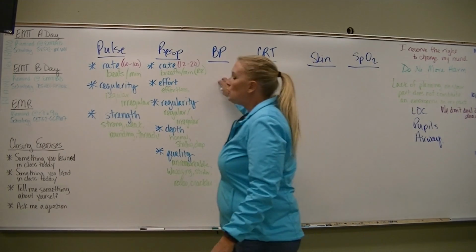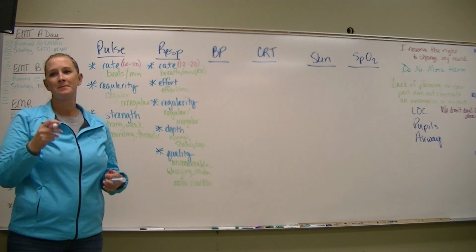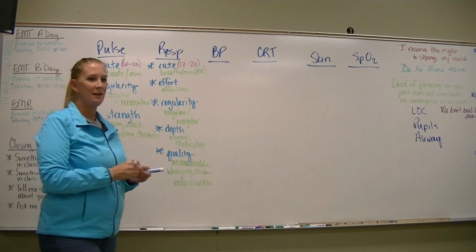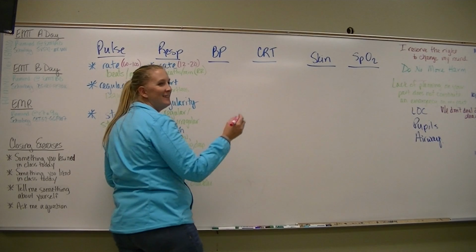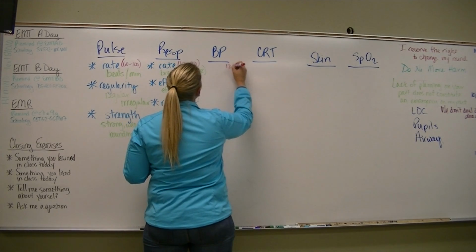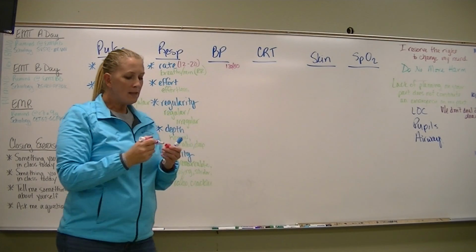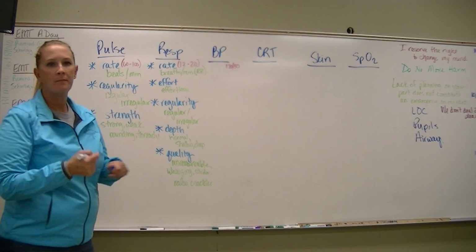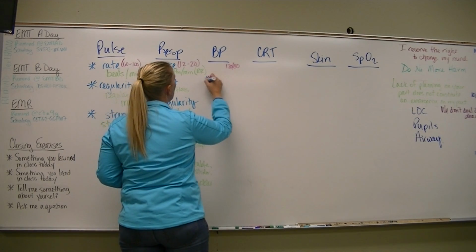So what is the normal blood pressure for an adult? 120 over 80. Okay. And what is that top number? It's your systolic. And what is systole?